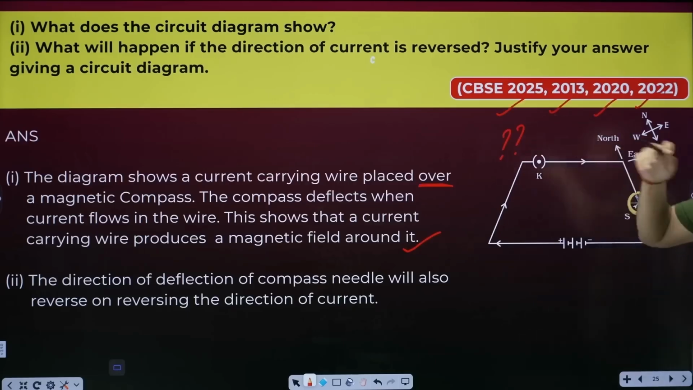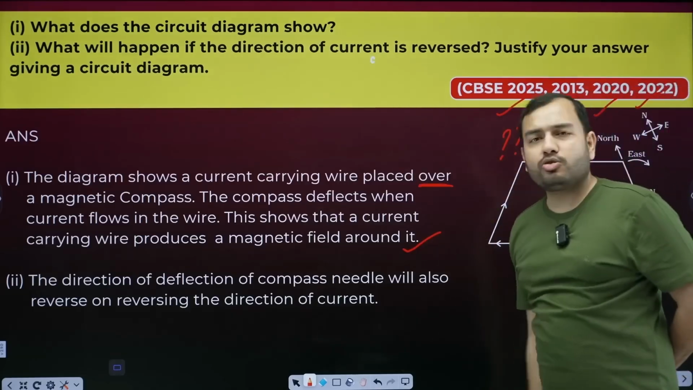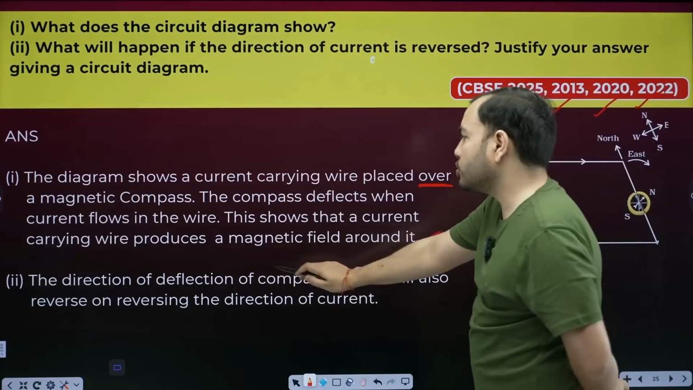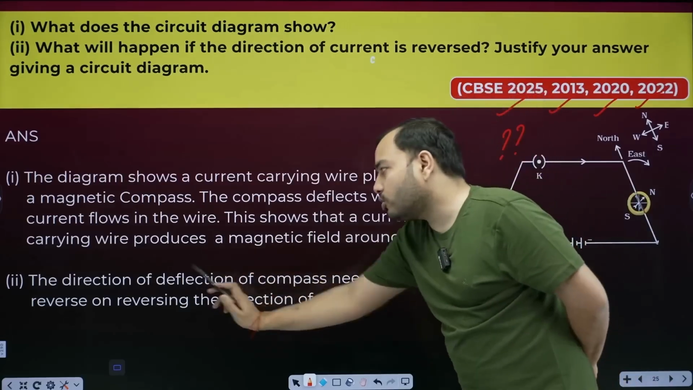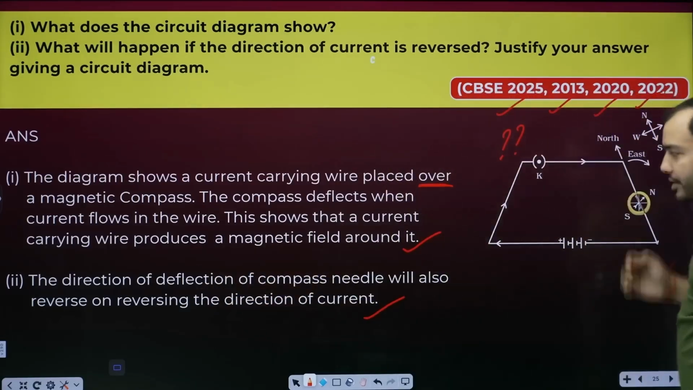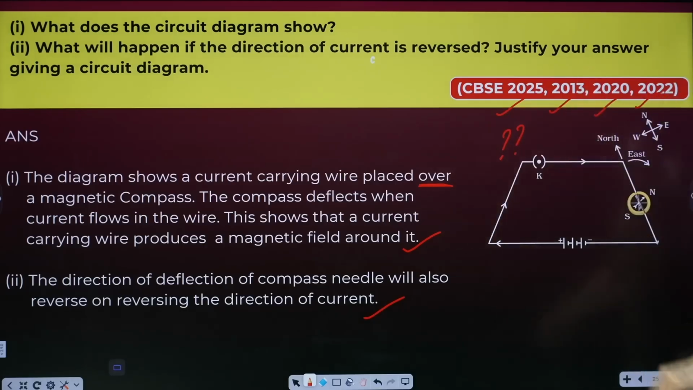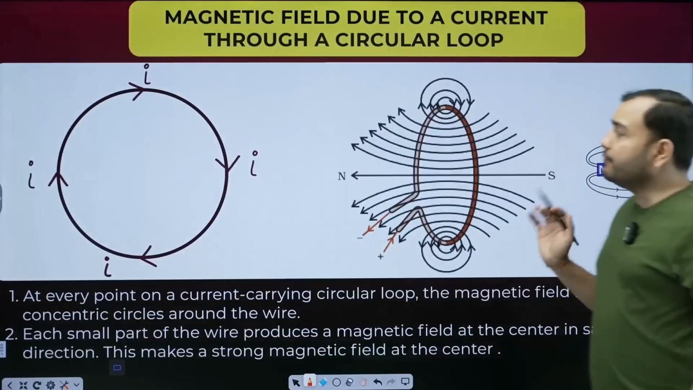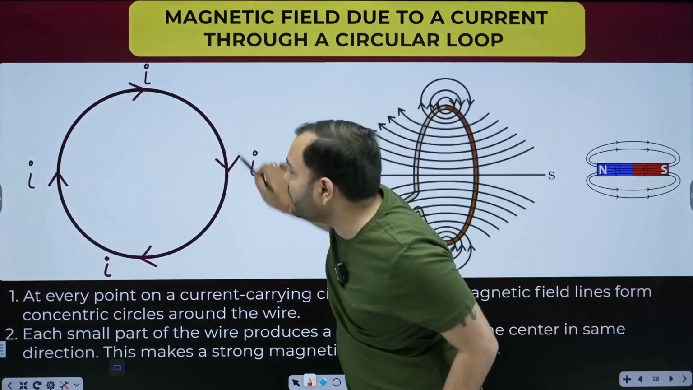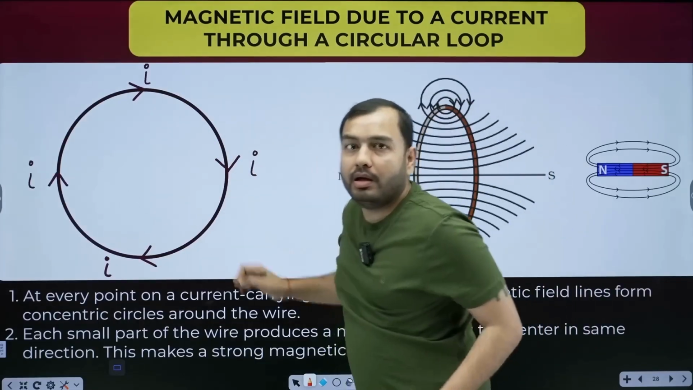So they are asking this, what will happen if I reverse it? Then if a circuit diagram is drawn, then draw that. You have seen it. The direction of deflection of compass needle will also reverse on reversing direction of current. Why is that? Because the direction of magnetic field reversed. Now, magnetic field due to a circular current carrying loop.